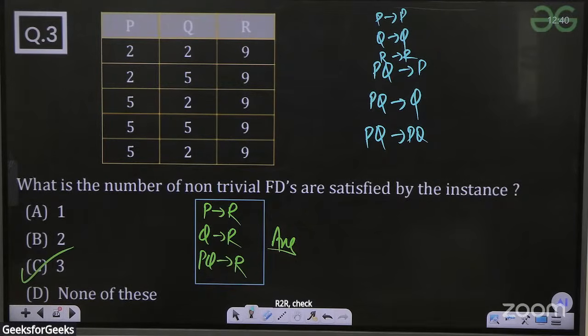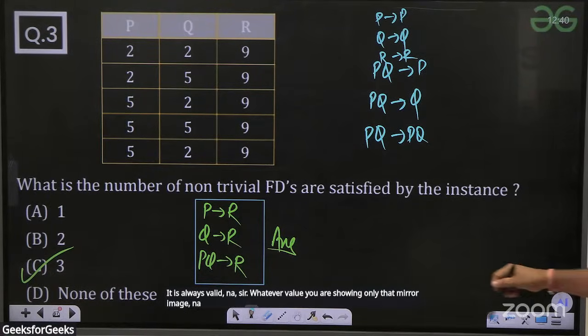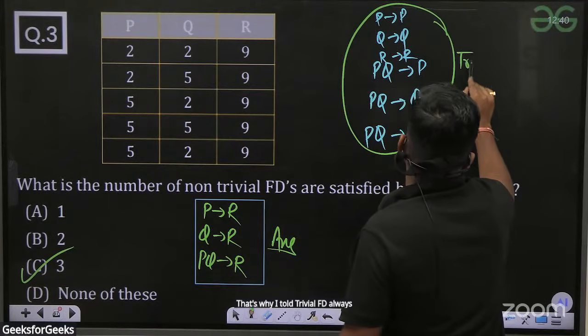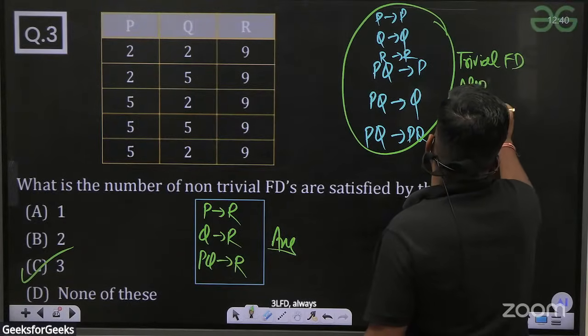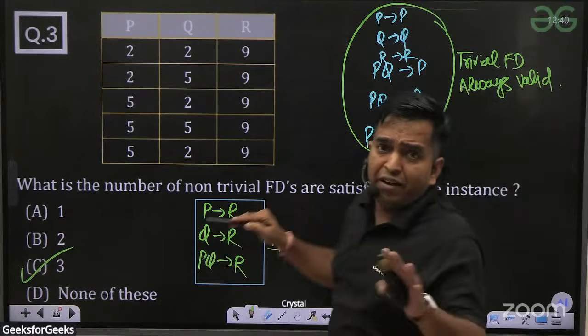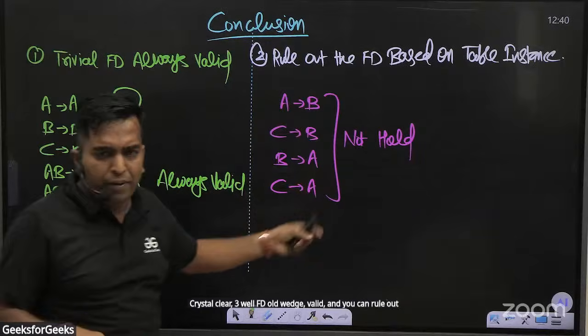Yes, sir. It is a mirror copy. It's a mirror image, sir. Same thing you are writing again. It is always valid, sir. Whatever value you are showing is only that mirror image. That's why I told you trivial FD is always valid. Crystal clear? Trivial FD always valid, and you can rule out the FD based on table instances.